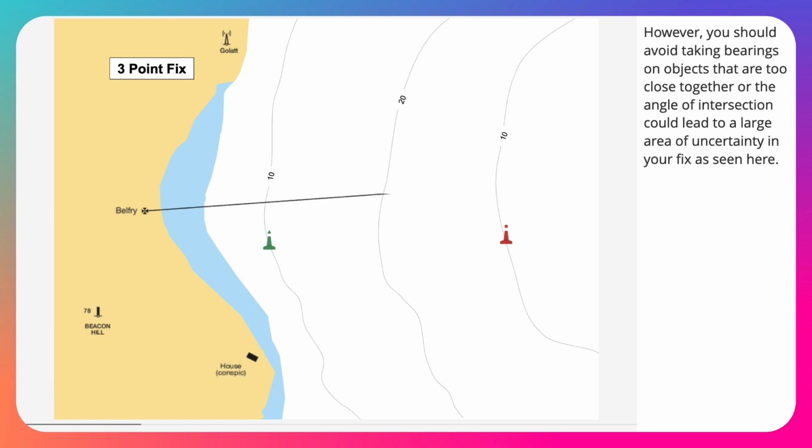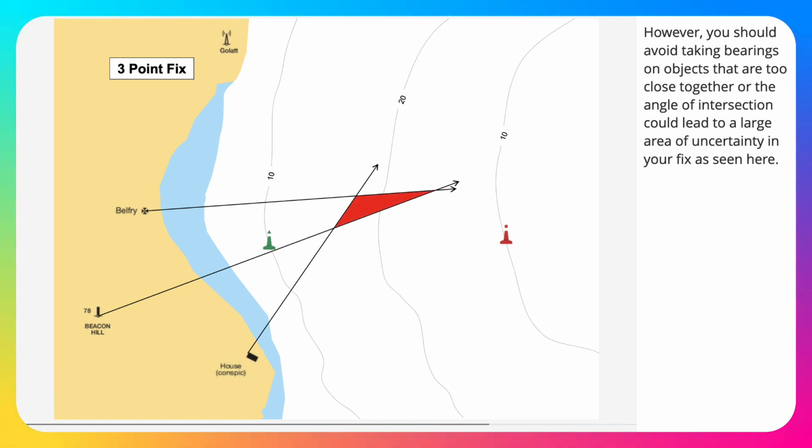However, you should avoid taking bearings on objects that are too close together, or the angle of intersection could lead to a large area of uncertainty in your fix, as seen here.